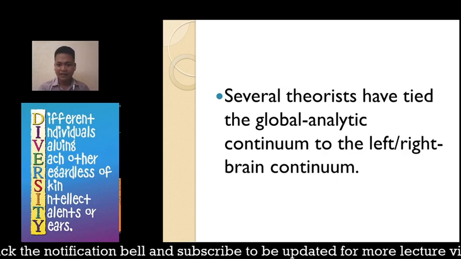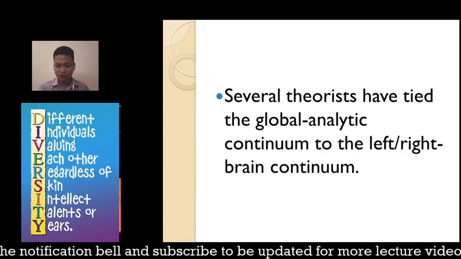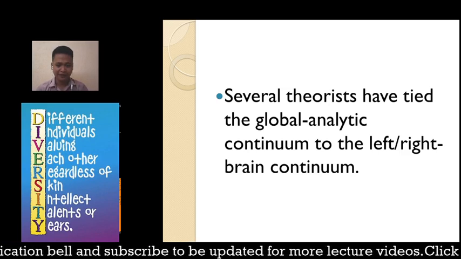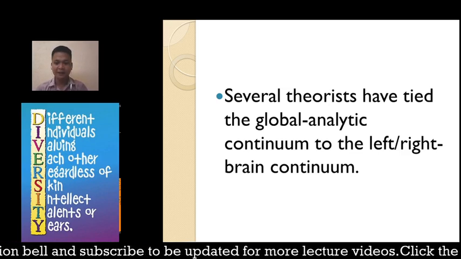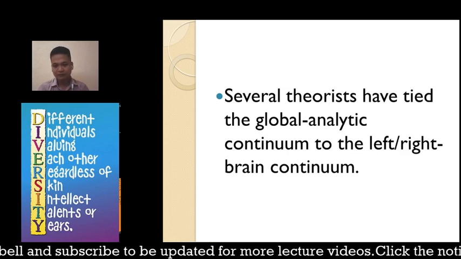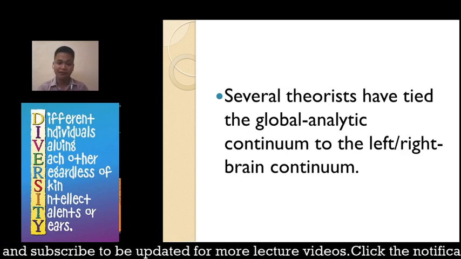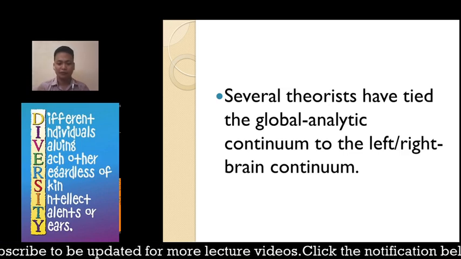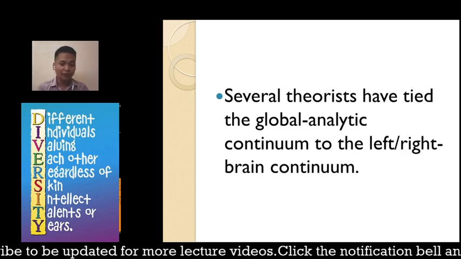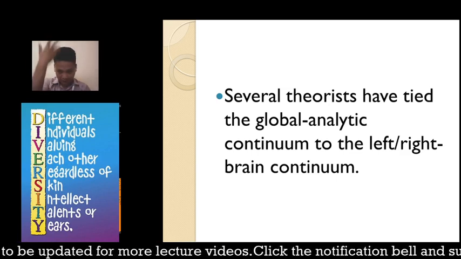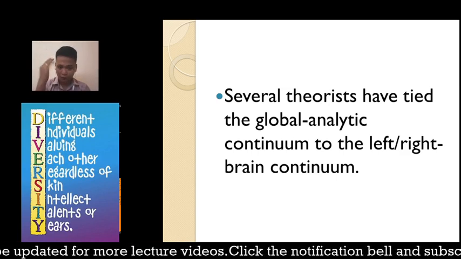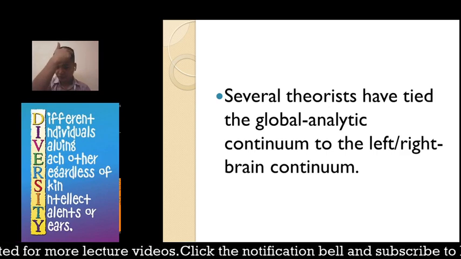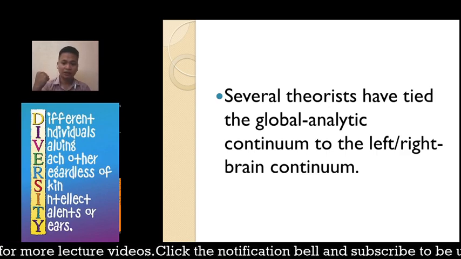Several theorists have tied the global analytic continuum to the left and right brain continuum. Okay, so this is another perspective to this. We have the left brain hemisphere and right brain hemisphere. Basically, if your right brain is dominant, you are left-handed. If your left brain is dominant, you are right-handed.